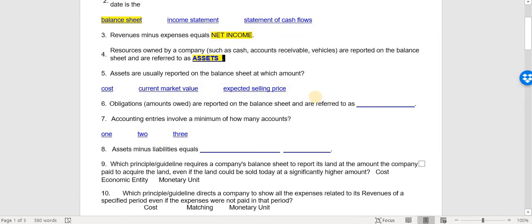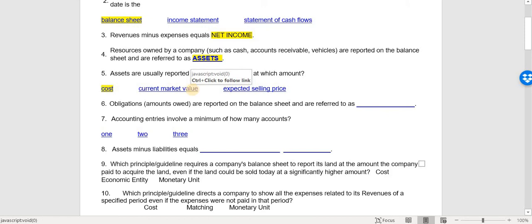Number 5, assets, those things we just talked about, cash, accounts receivable, cars, land, are usually reported on the balance sheet at what amount? We all know that there's a cost principle that says everything goes at what it cost us. I don't care if it's worth $1 million more or not.